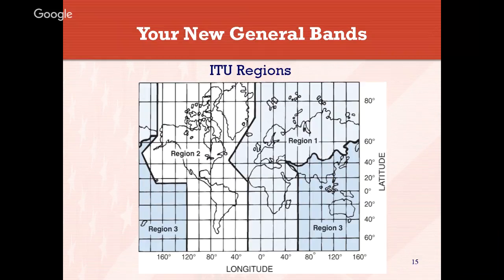So here are your regions as it's set up. You can see that we are in Region 2, along with Greenland and Canada and South America and Central America, and including Alaska here. Region 3, you can see who's in Region 3 there, and who has Region 1. So Russia and Europe and Africa, the Scandinavian countries are all in Region 1.